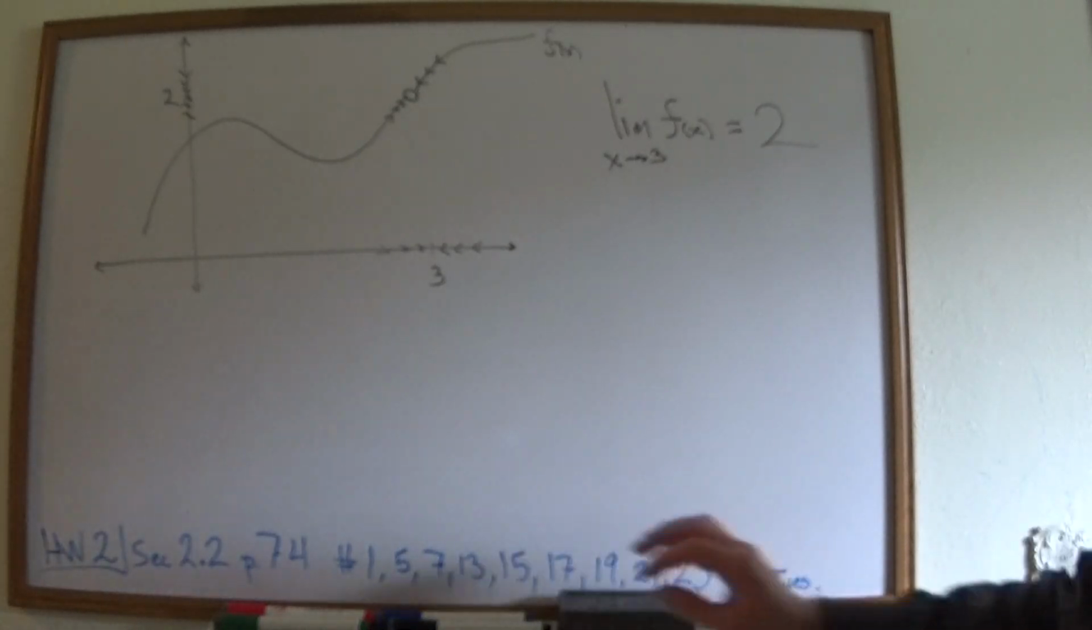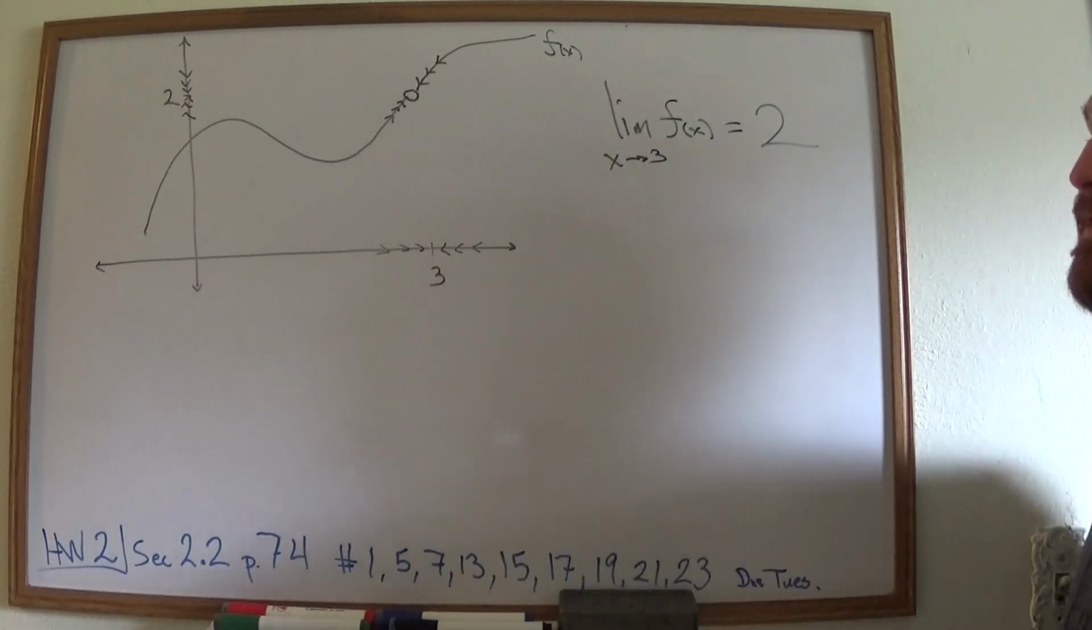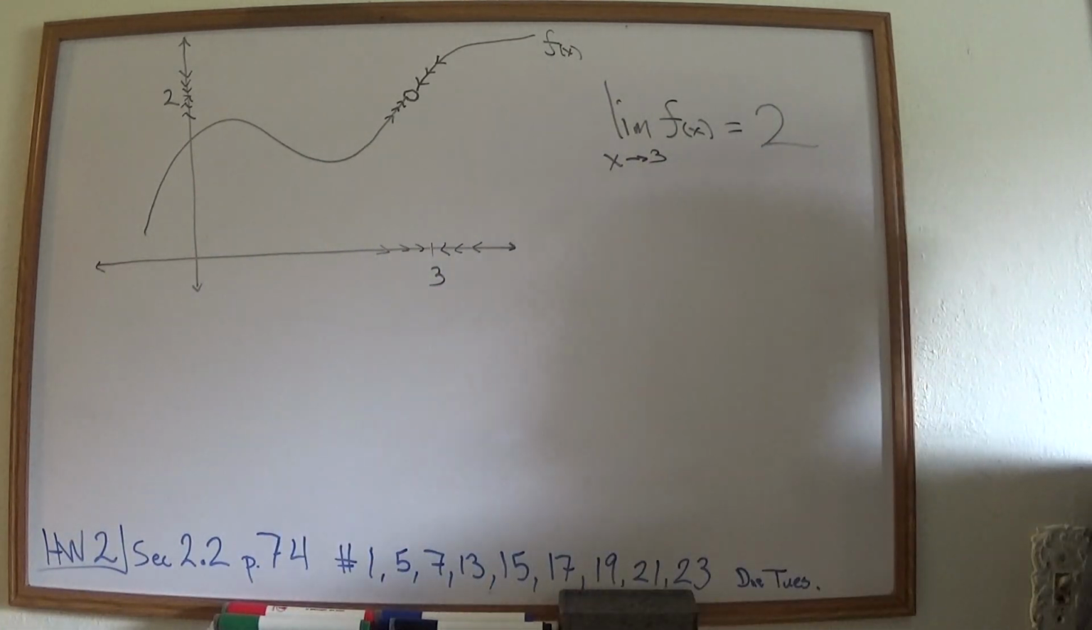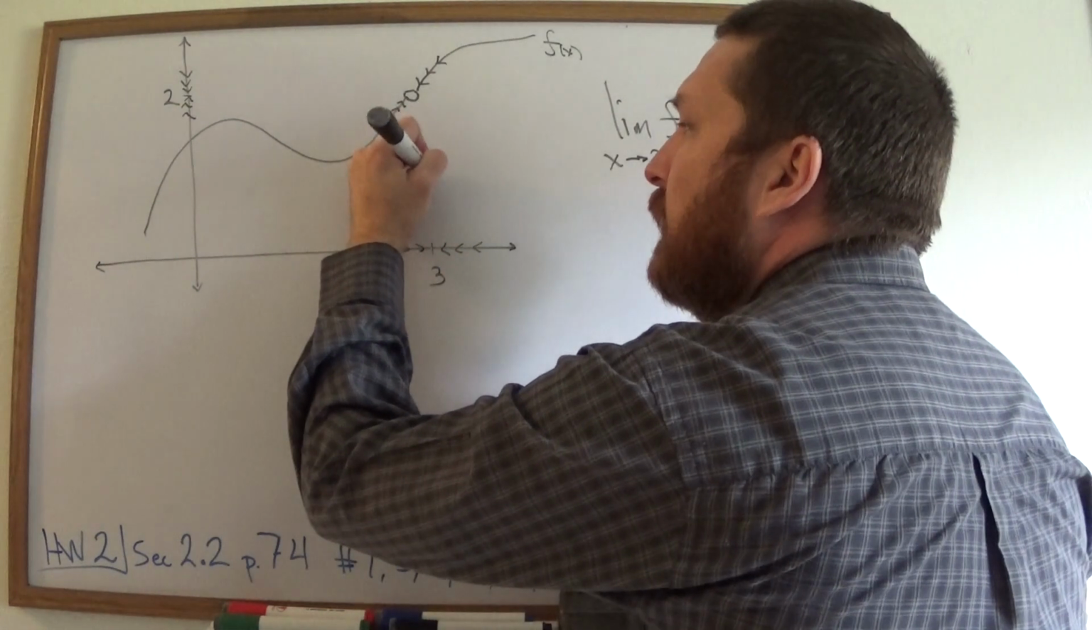Now check this out. This is one of the hard things. This is a perfectly good function. It just happens to not be defined at 3. We could take a limit to see what happens as it goes. That's cool. But what if it is defined at 3? What if it's a jump?